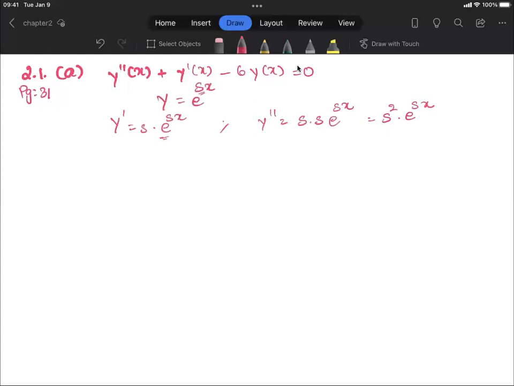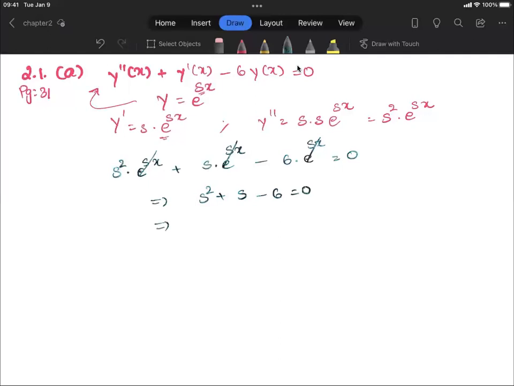So if we were to plug this value in this equation, we will get s squared times e to the power sx plus s times e to the power sx minus 6 times e to the power sx is equal to 0. Now we can forget e to the power sx here. We can just cancel it out everywhere. And we end up with an equation s squared plus s minus 6 is equal to 0.